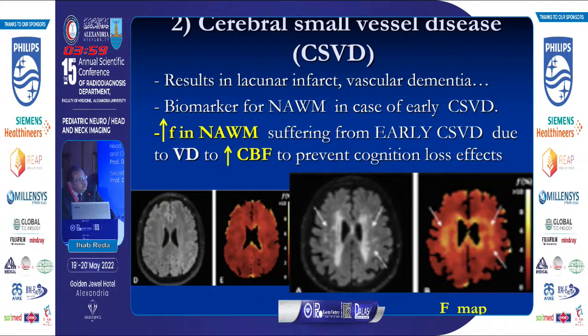This is an example of a normal patient, normal white matter, normal perfusion fraction map. This is a patient with subcortical arteriosclerotic encephalopathy. Here, the periventricular bands, and also there are areas of normal appearing white matter. These areas of normal appearing white matter show increased perfusion due to underlying vasodilatation.